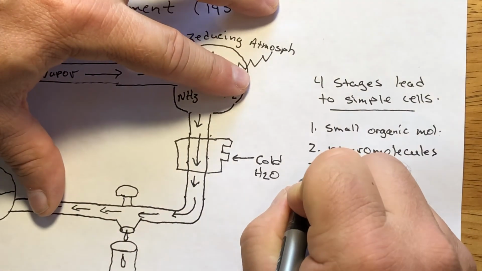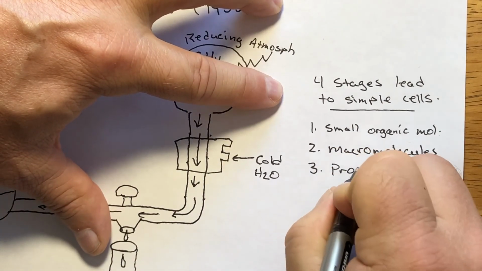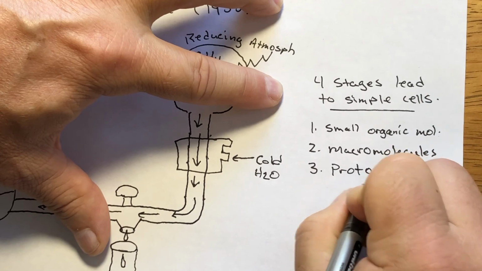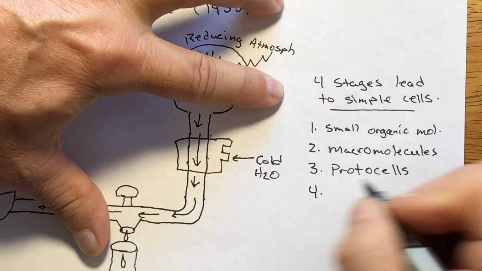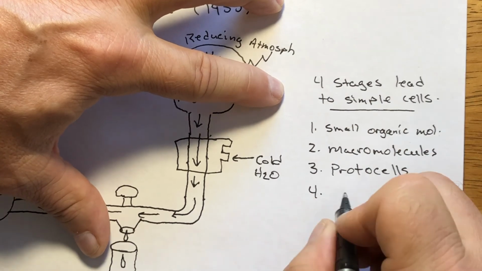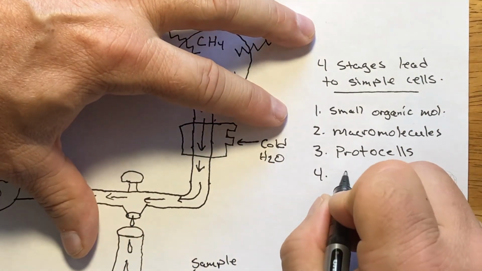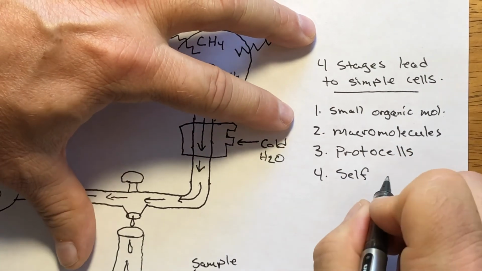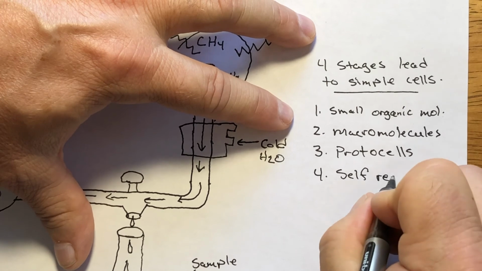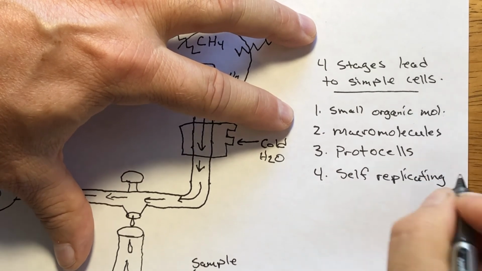Along the way, after we get the macromolecules, we get what we think are the precursors to the first living cells, the protocells, and then the last piece of the puzzle are the self-replicating molecules, which are the nucleic acids, RNA, and then eventually DNA.